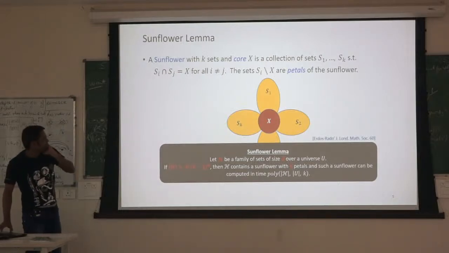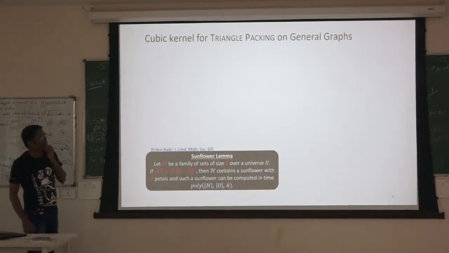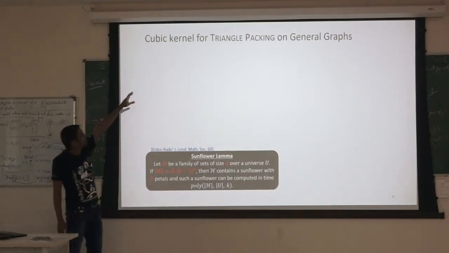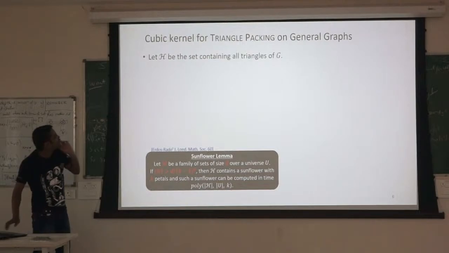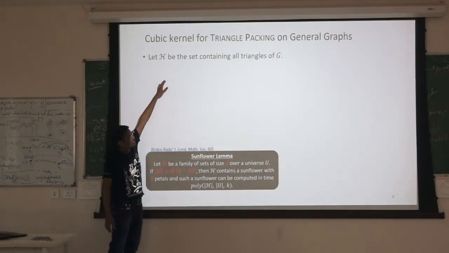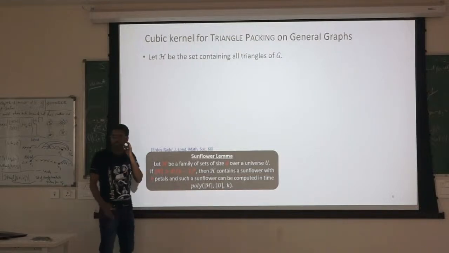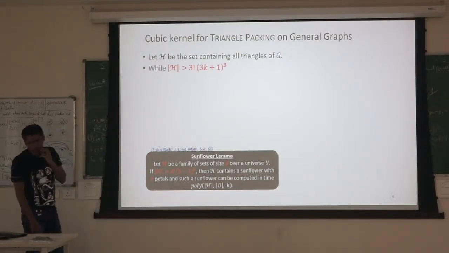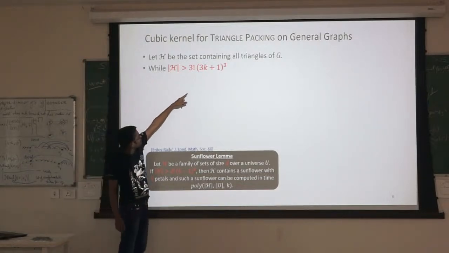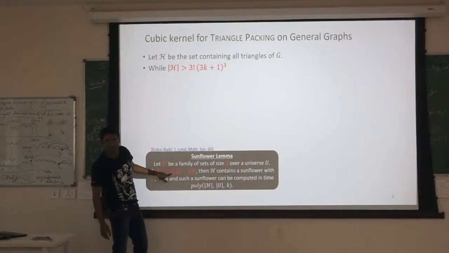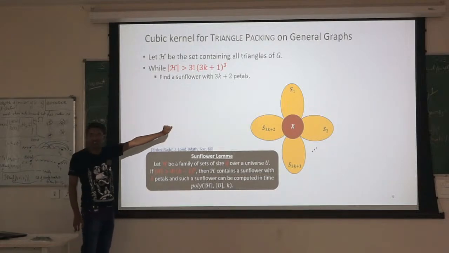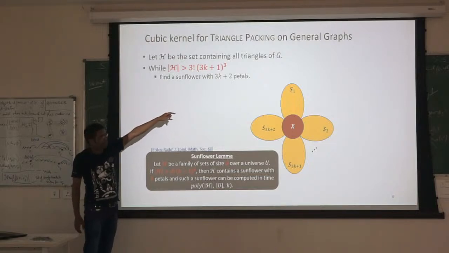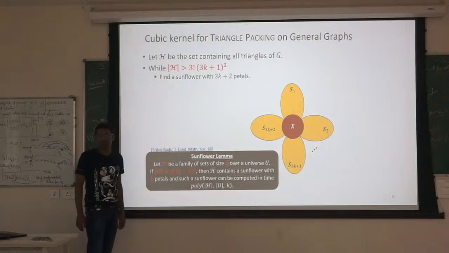Okay. Then let's see how we can use the sunflower lemma to obtain something I claim, a cubic kernel for the triangle packing problem. We start with the family being the set of all triangles in the graph, which you can compute. Now, as long as the family size is at least 3 factorial times (3k plus 1) to the power 3, the sunflower lemma guarantees that there is a sunflower. It can be computed with 3k plus 2 petals. Call them S1, S2 up to S3k plus 2. Okay?